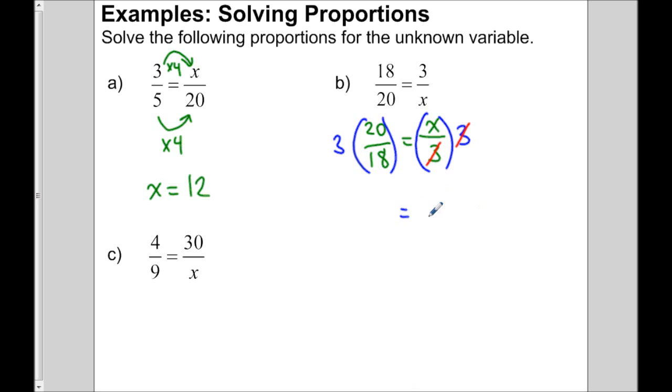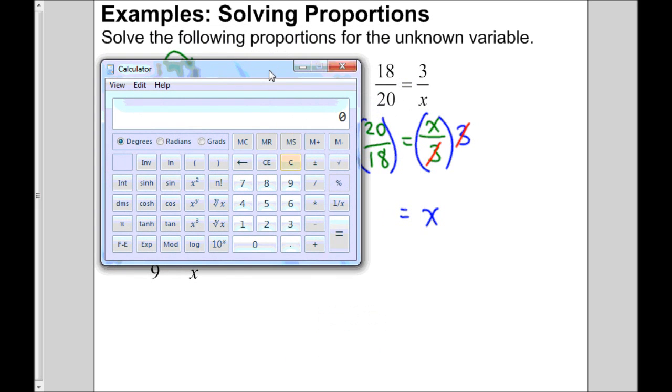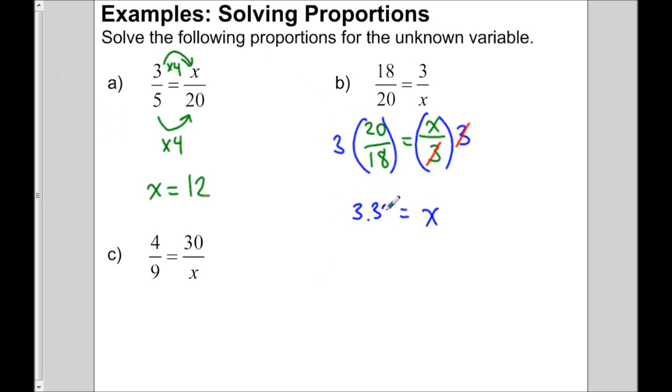Now, again, the whole point of that is 3 divided by 3 makes 1. So x here is equal to 3 times 20 divided by 18. Right? So let's just do that. Let's move it over. 3 times 20 divided by 18. There we go. 3.33.